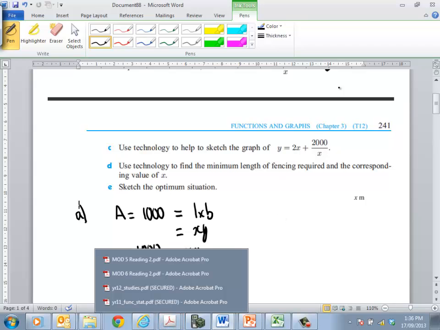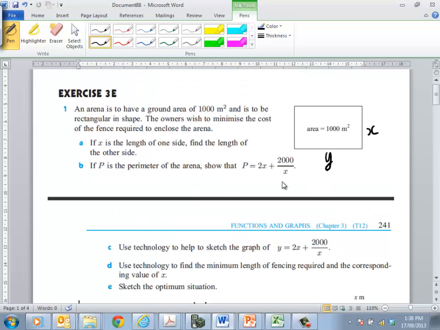Now you don't have to call it Y. I could say this side is actually X, and the other side over there is in fact 1,000 divided by X.